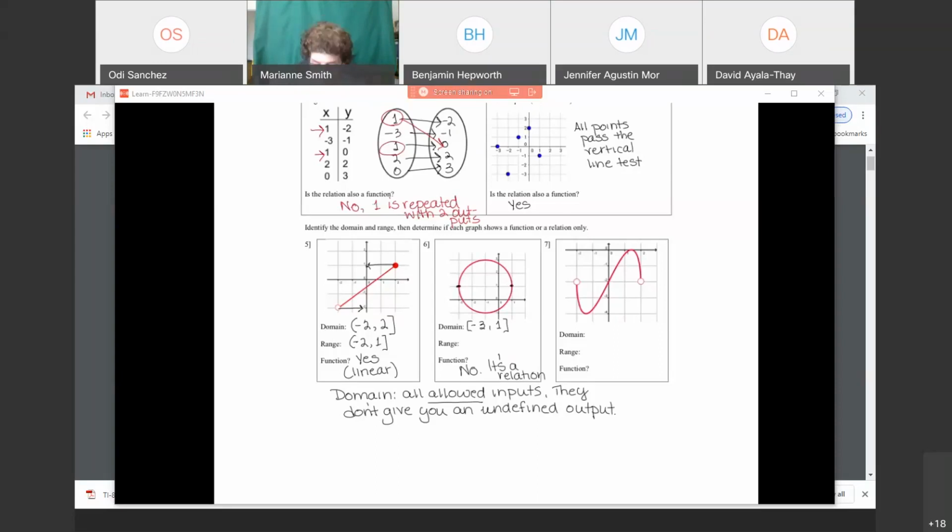And then the range is the same way. You can kind of look at it from lowest y value, which is down here at -1, to highest y value at +3. Okay, everybody good with that one? Anybody any questions about that one?